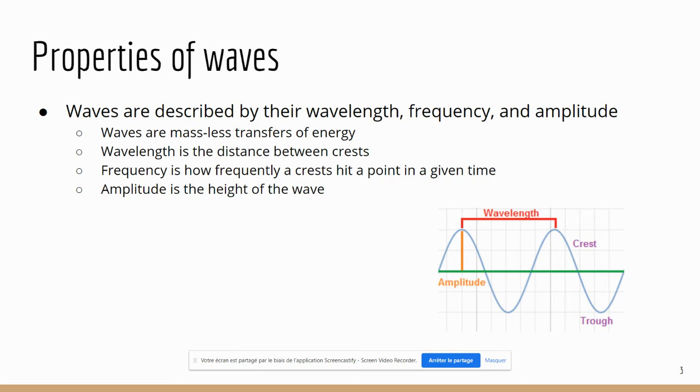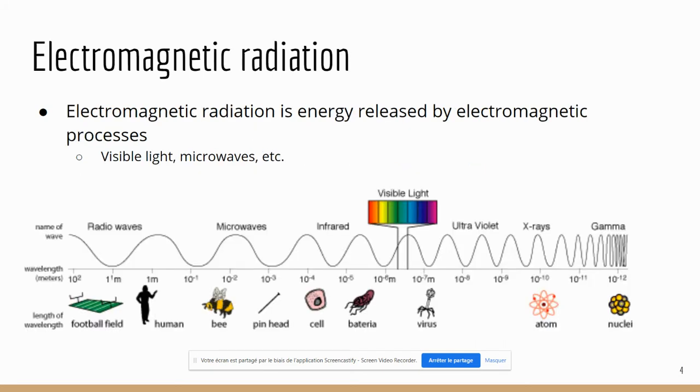The frequency is how often a crest, which is just the top of the wave, will hit a point in a given period of time. That period of time is typically 1 second, so frequency is measured in 1 per second, or hertz. In chemistry, we don't talk too much about amplitude, but in a physics course you would. Crest just means the top of the wave, trough just means the bottom of the wave. But in this class, we're primarily going to focus on the wavelength and the frequency of waves. Pause here. You do not need to draw the picture.